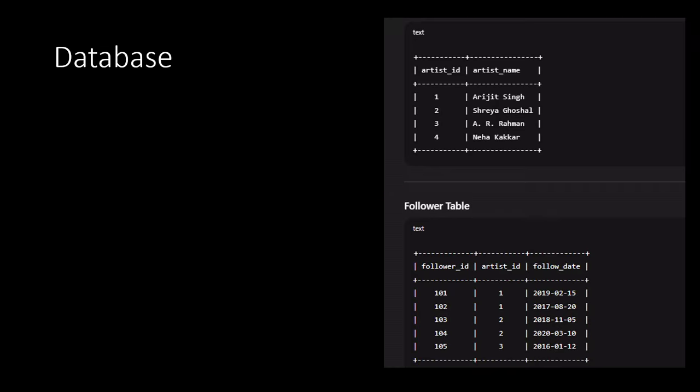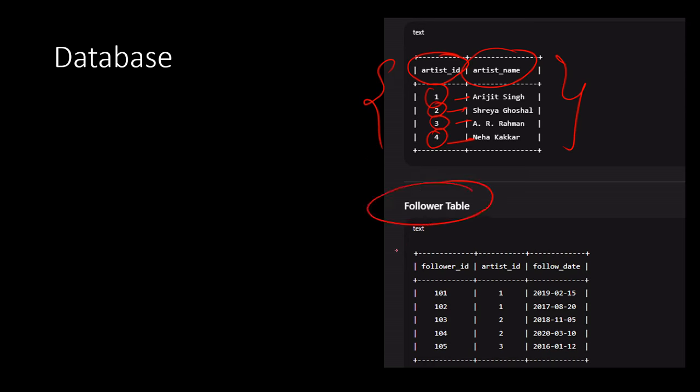So this is the kind of table which is given in the schema. This is the artist table, in which, if you can see here, artist ID is given here and artist name is given here. So this is artist ID 1 for Arijit Singh, ID 2 for Shreya Ghoshal, ID 3 for AR Rahman, ID 4 for Neha Kakkar.